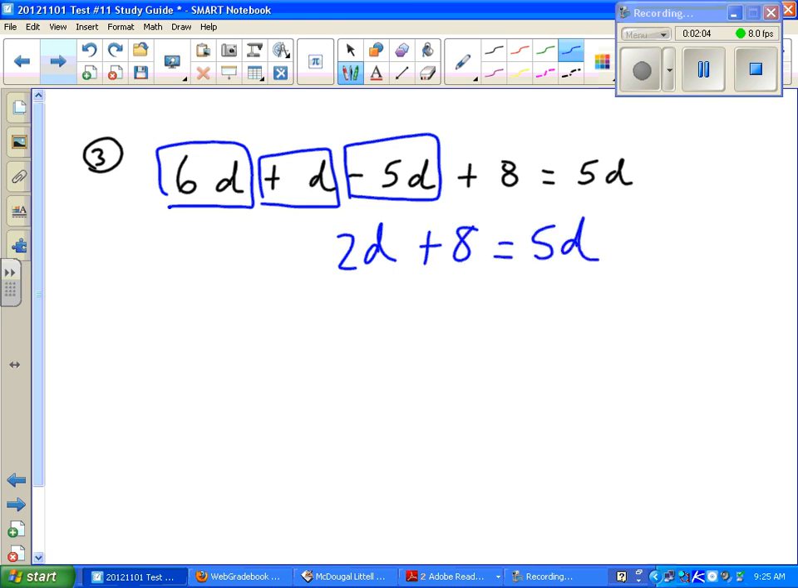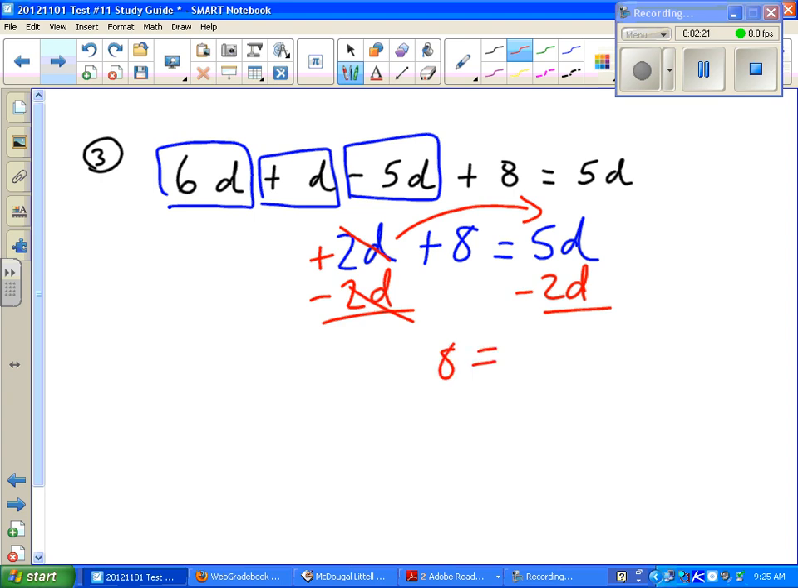Now you want to put all of your d's to the same side. So put your smaller one over on the same side as your larger one. 2d needs to go to that side then. It's a positive 2d, so you subtract 2d. If you subtract it on the left, you need to subtract it on the right. These will cancel and leave you with just 8 equals 5d minus 2d is 3d, okay?